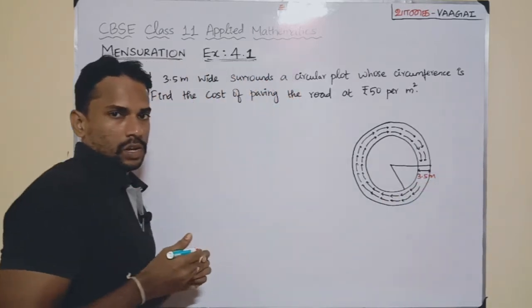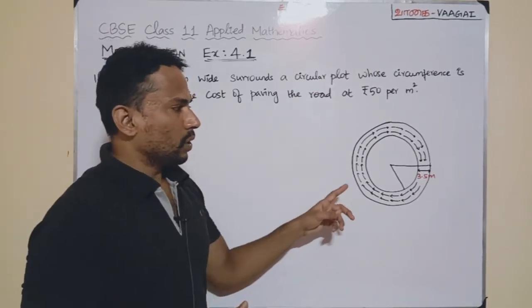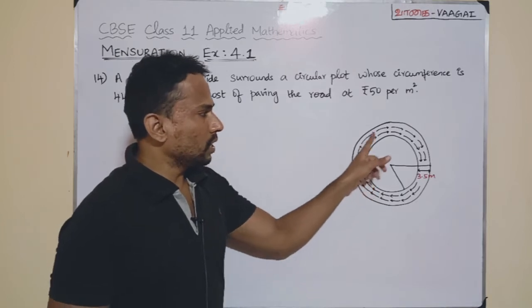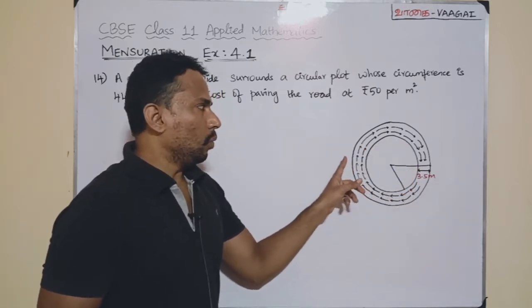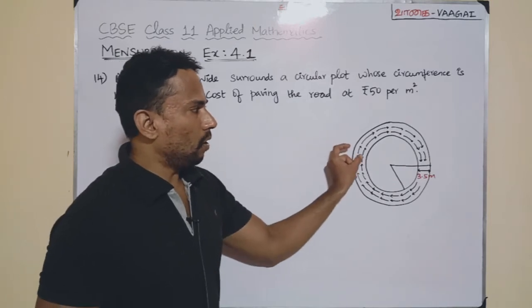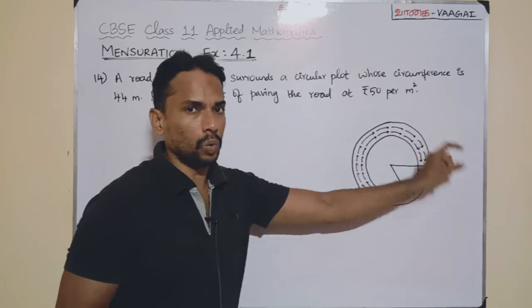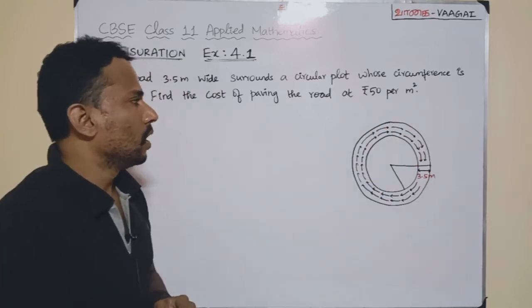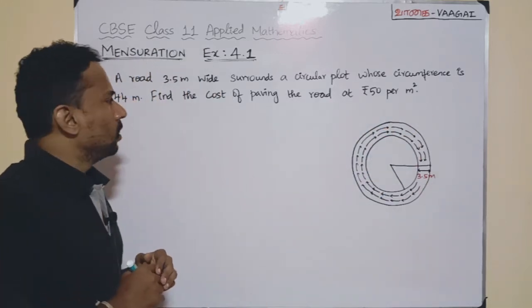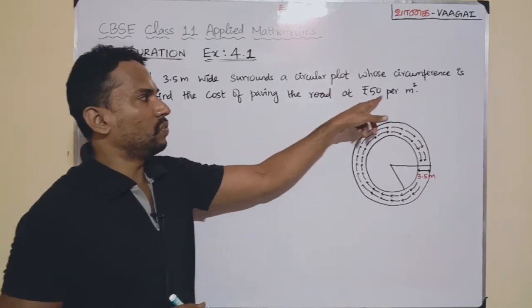Now if you look at this figure closely, you can see two circles. One is the inner circle and the other one is the outer circle. The gap or the region in between these two circles is the roadway. Now let's continue the question: find the cost of paving the road at rupees 50 per meter square.